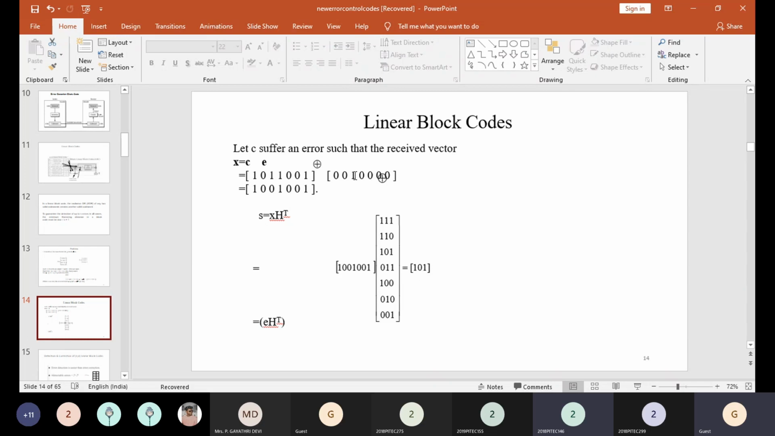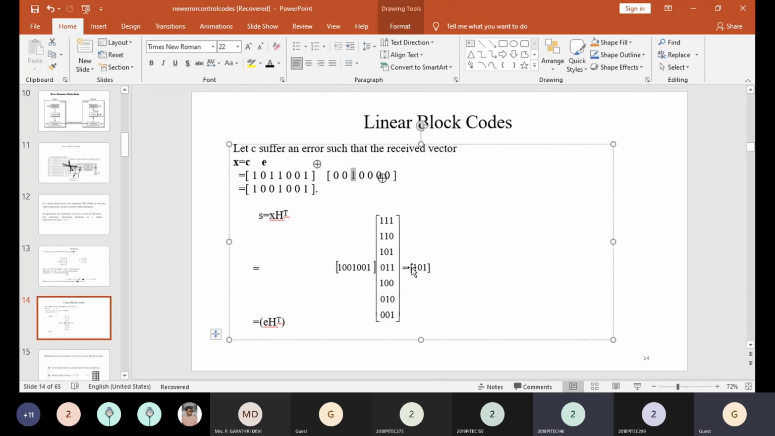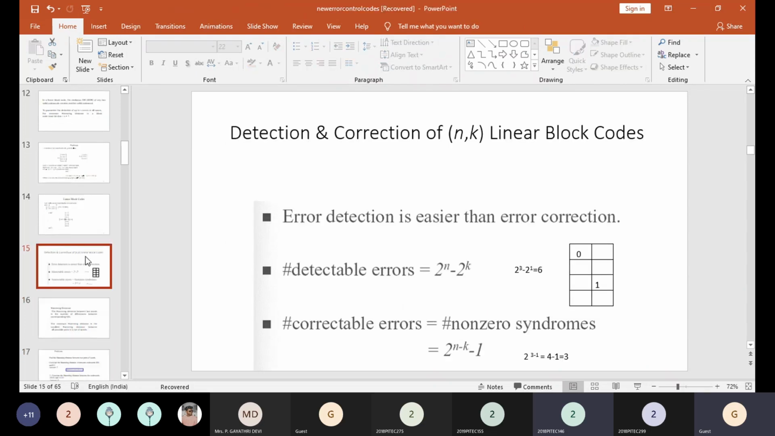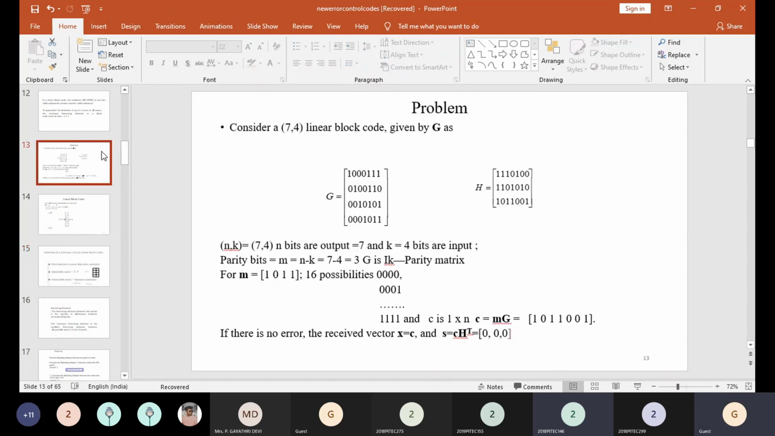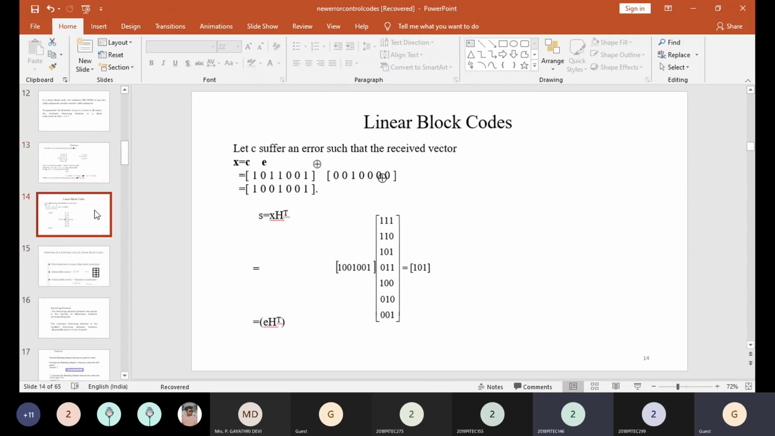If you look into the error pattern, the error is in the third position here, and you also have 101. So 101 indicates the third position. So the error is in the third position. This is how we can detect errors. Error detection is how to detect errors by using linear block codes.